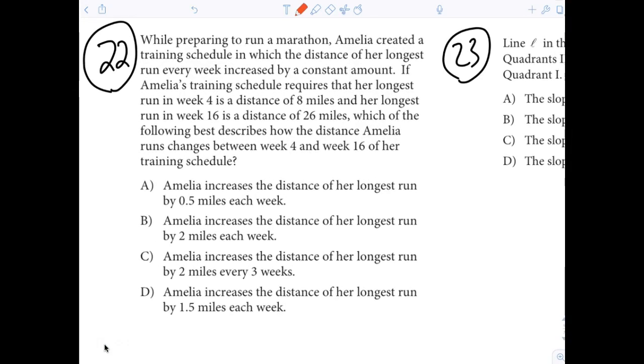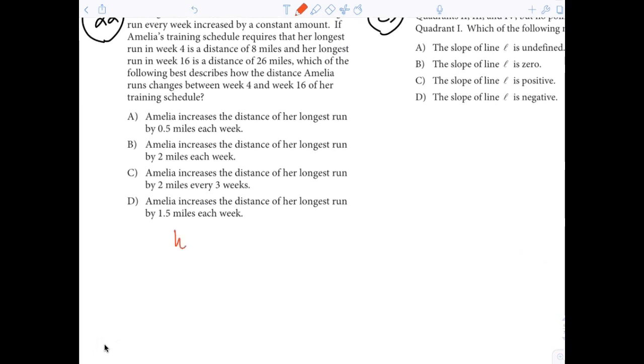While preparing to run a marathon, Amelia created a training schedule in which the distance of her longest run every week increased by a constant amount. If Amelia's training schedule requires that her longest run in week 4 is a distance of 8, so what I did right off the bat was I put down week 4 was equal to what? 8 miles. And then it said her longest run in week 16 is equal to what? 26 miles. Does everybody agree with that?